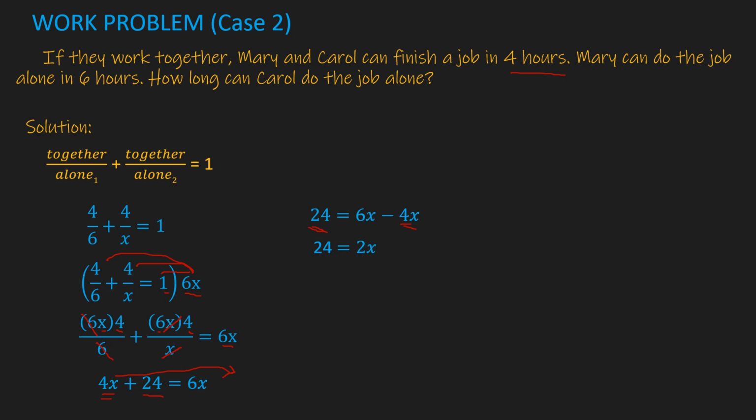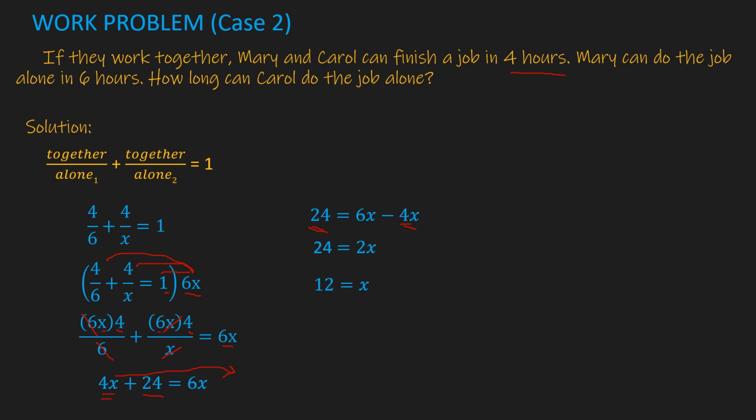And continue. So, because 6 minus 4 is 2, then we have now 2x. So, 24 equals 2x. And, as usual, we have to leave the x alone. So, divide all sides by 2.